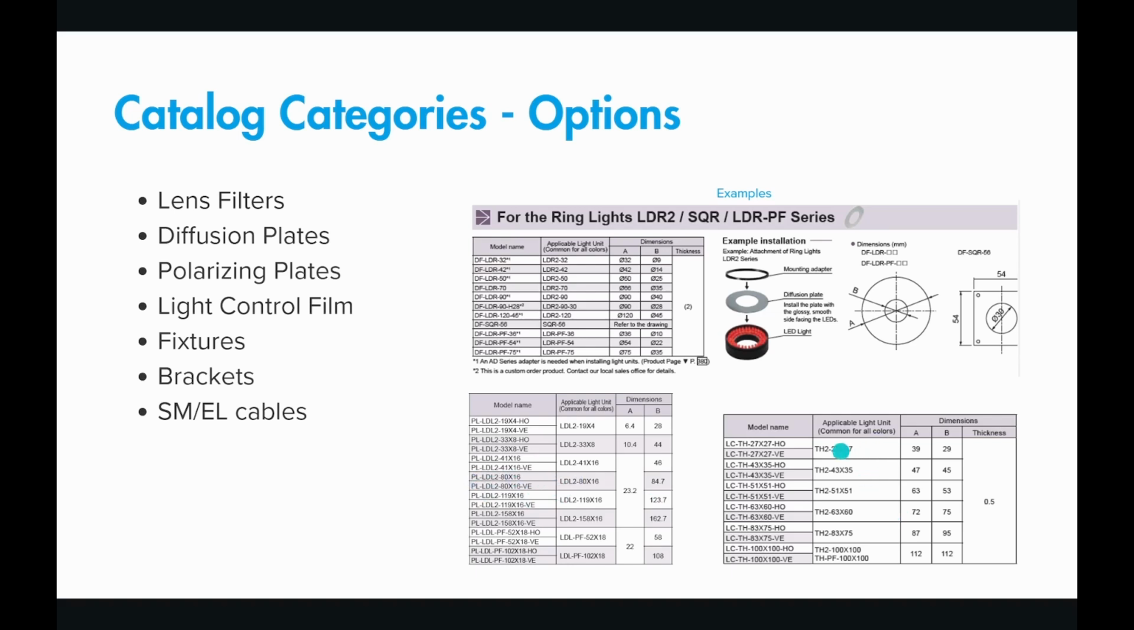Kind of the same thing for the light control film that I mentioned. There's a horizontal and vertical direction to that as well. So you would have to have these two part numbers to get the light control film for your backlight.